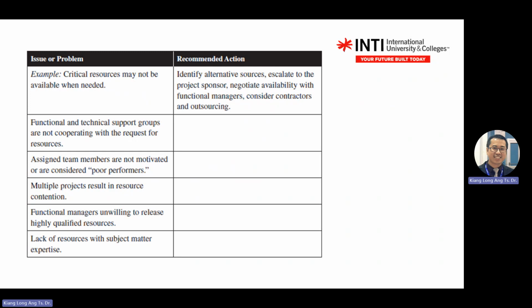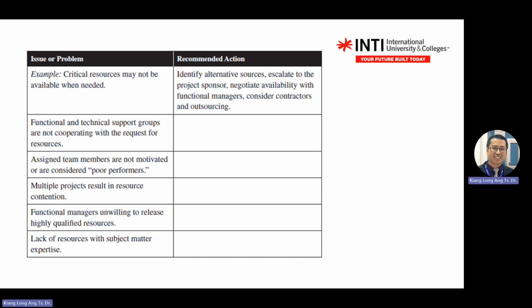Lack of resource. The problem here is with the resource, but the keyword here is not cooperating. Why do you think, or ask yourself, in what case you will not cooperate? Good, don't have a good relationship, or what? You don't understand the need of supplying you the resources. When you don't understand, you are sure not supplying, or you don't want to take the risk because you don't understand, right?